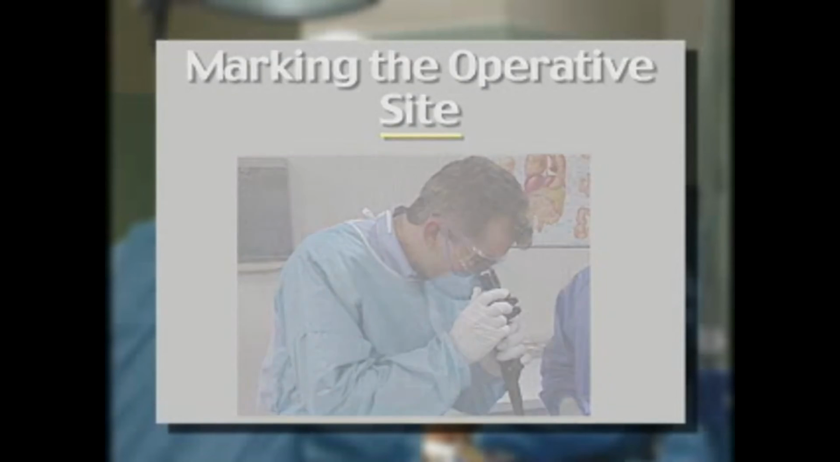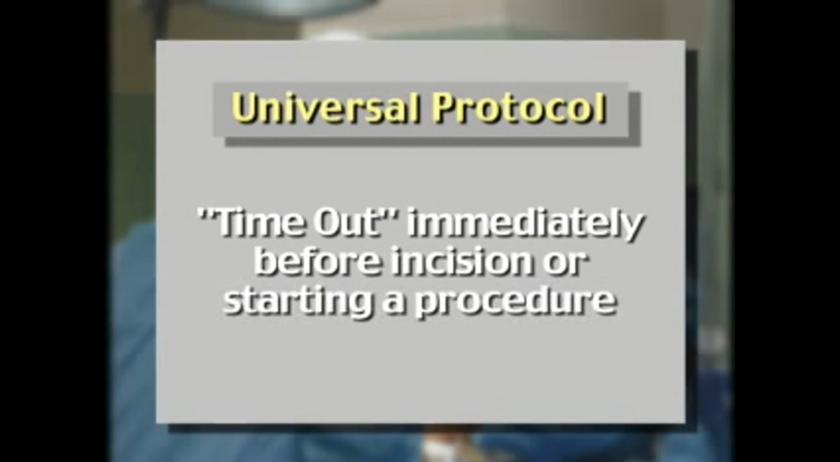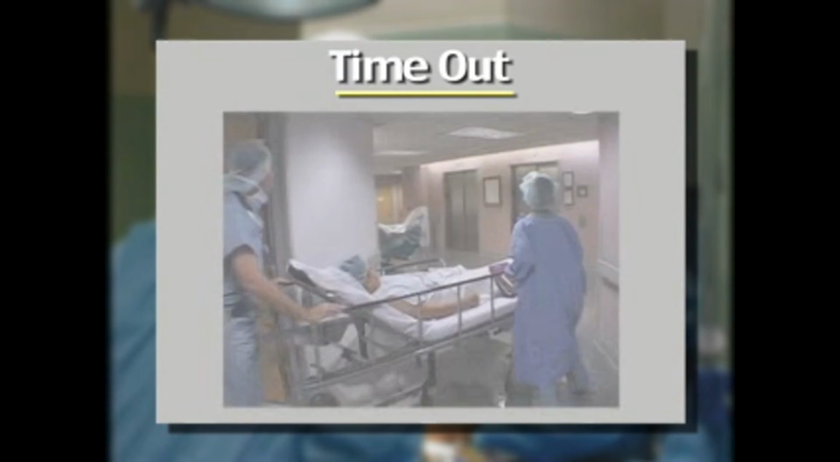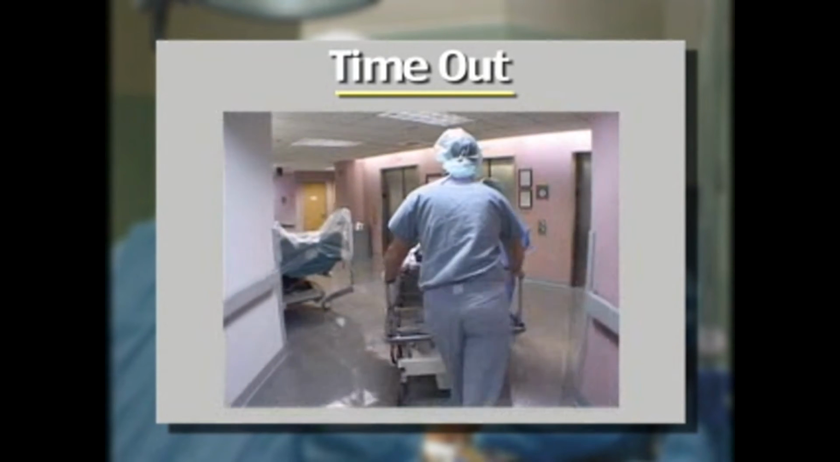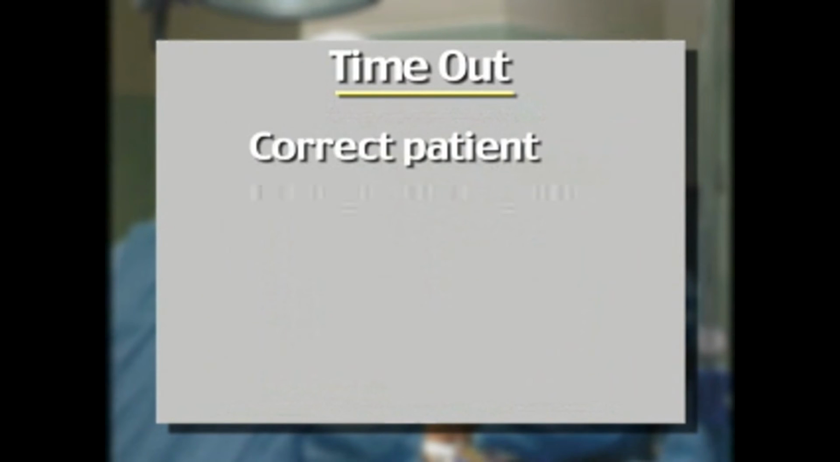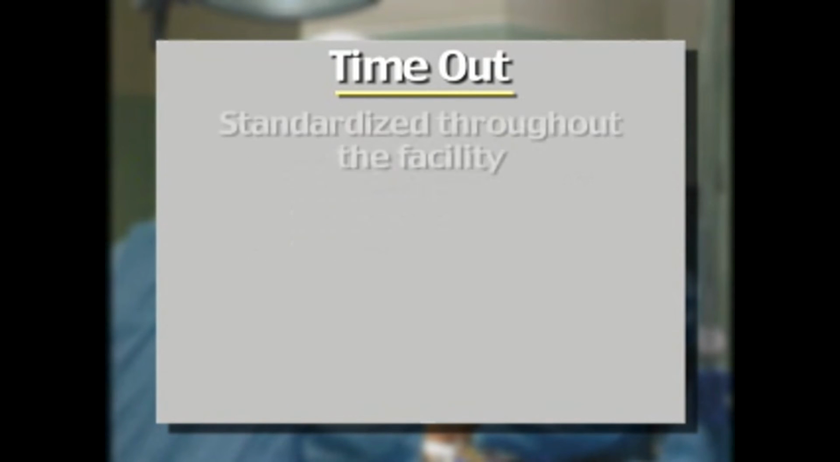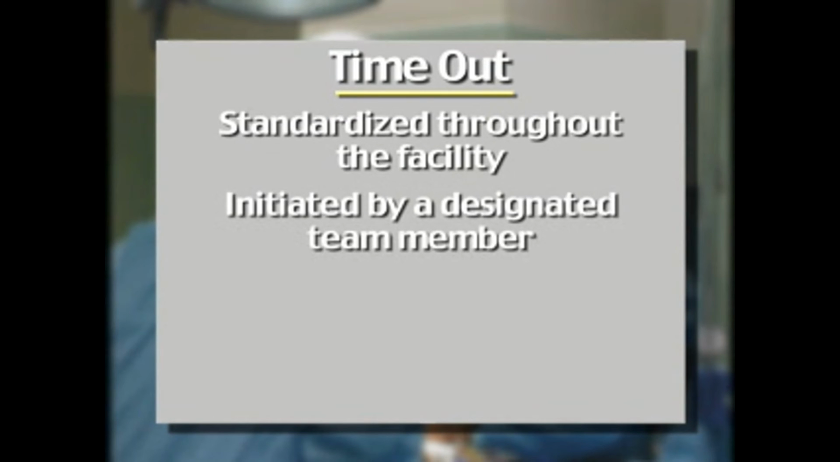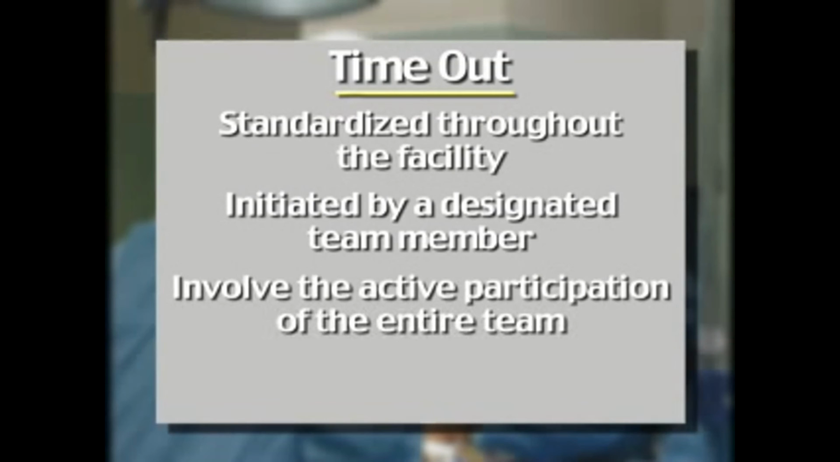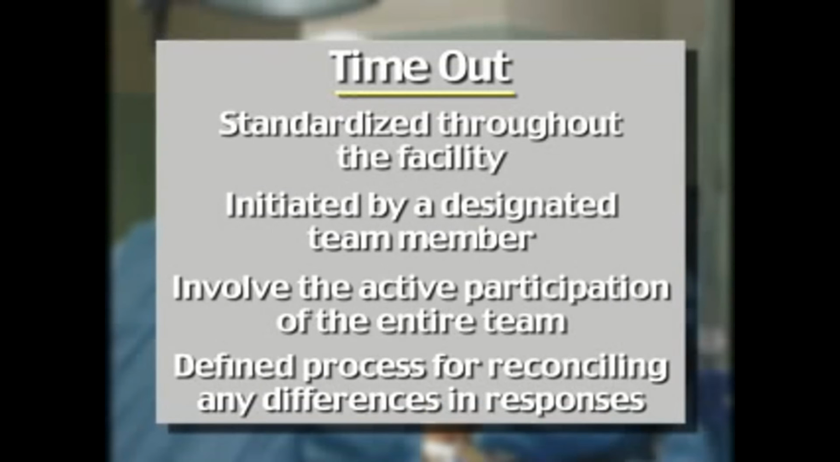The third component of the Universal Protocol calls for taking a timeout immediately before incision or before starting a procedure. During the timeout, the team should focus primarily on assuring the correct patient, the correct procedure, and the correct site. The timeout should be standardized throughout the facility, should be initiated by a designated team member, and involve the active participation of the entire team. There should be a defined process for reconciling any differences in responses.